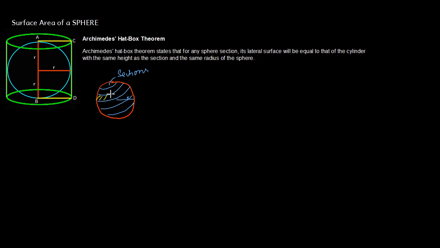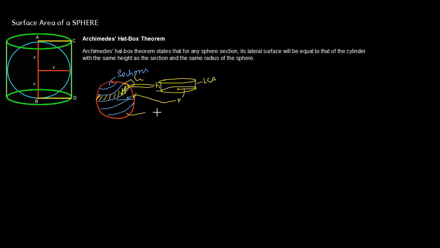If I take that section, the lateral surface area including that and going one round, the lateral surface area of that is going to be equal to the lateral surface area, LSA, of a cylinder with the radius of the sphere, that radius and that radius, the same radius, and this height is going to be equal to that height.